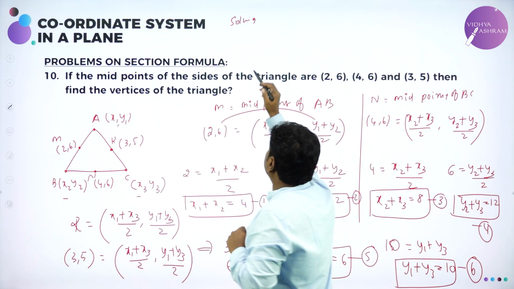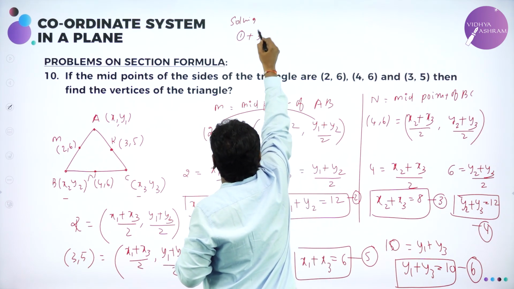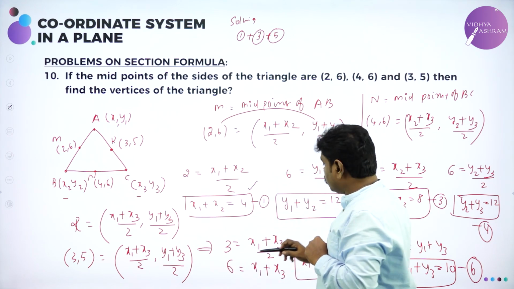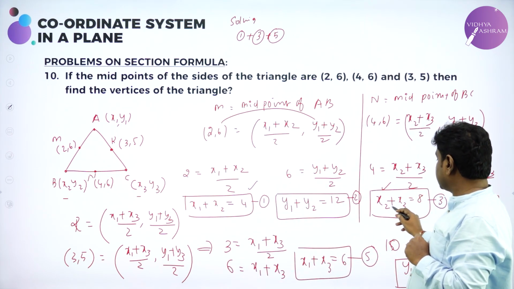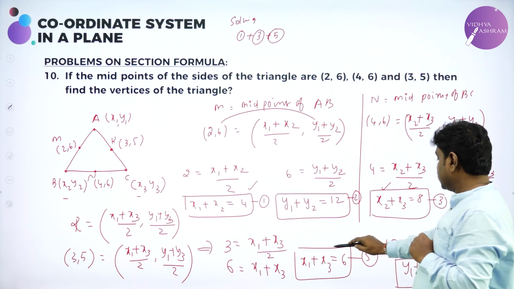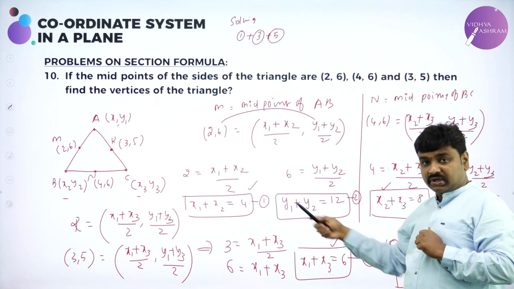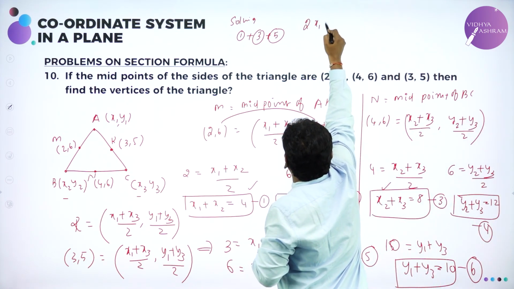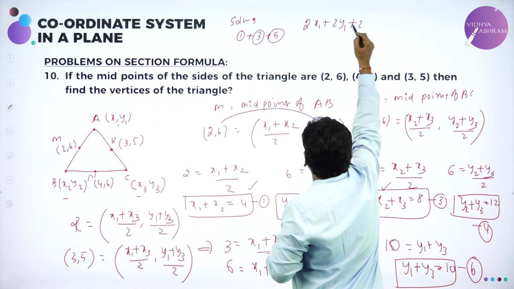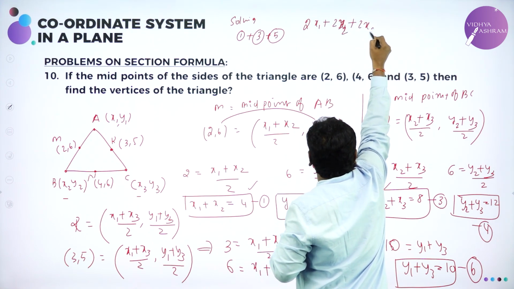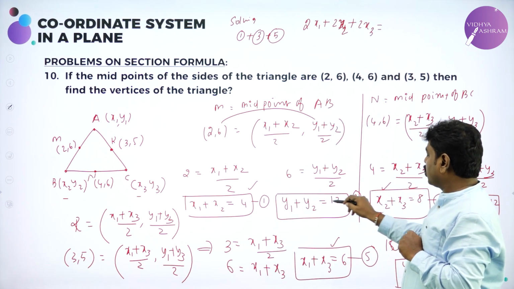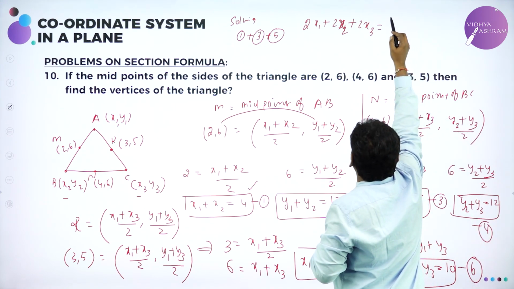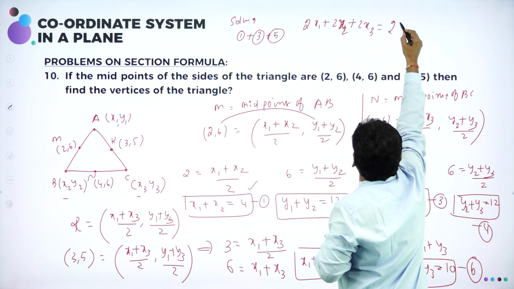So now I'll add 1 plus 3 plus 5, the odd equations. You observe, what is 1? x1 plus x2. What is 3? x2 plus x3. What is 5? x1 plus x3. So x1 comes 2 times, x2 comes 2 times, x3 comes 2 times. So when you add, you will get 2x1 plus 2x2 plus 2x3 is equal to the RHS. What is the RHS? 4, 12, 16, 16 plus 8, that is 24.